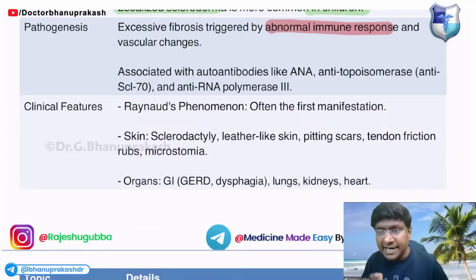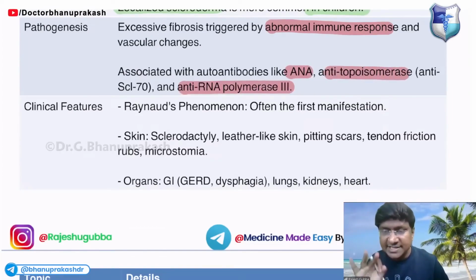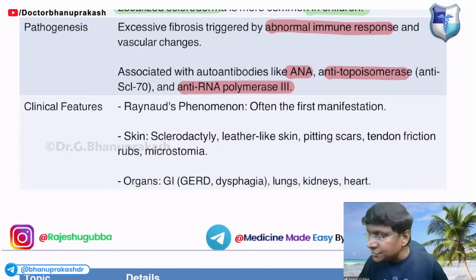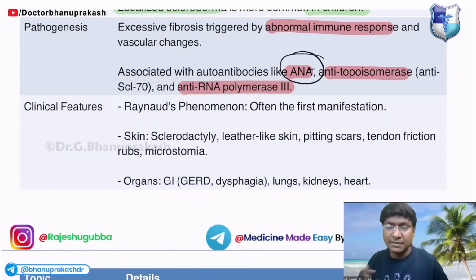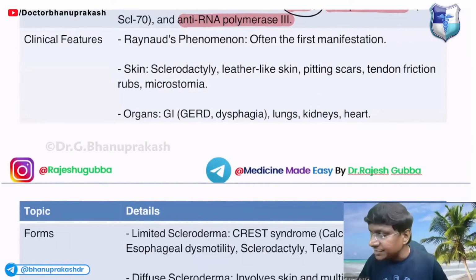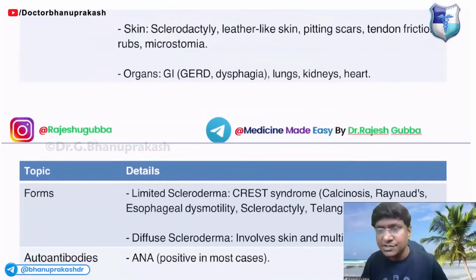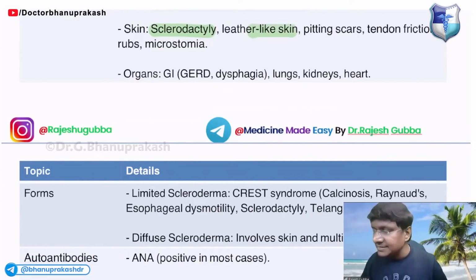What are the antibodies? The antibodies that you will have are the anti-nuclear antibody, anti-topoisomerase antibody, and anti-RNA polymerase 3. These three are the important antibodies, but out of which your anti-nuclear antibody is not specific because it is present in many other conditions. Now, what will be the first important manifestation that you will have in case of scleroderma? That will be in the form of Raynaud's phenomena. Then, what are the other skin manifestations? That will be in the form of increase in the thickness of the skin, that is sclerodactyly, right? Followed by that, you have leather-like skin, pitting scars, and tendon friction rubs.